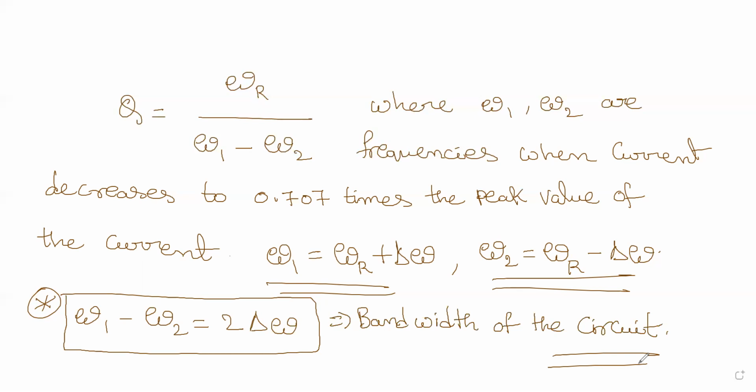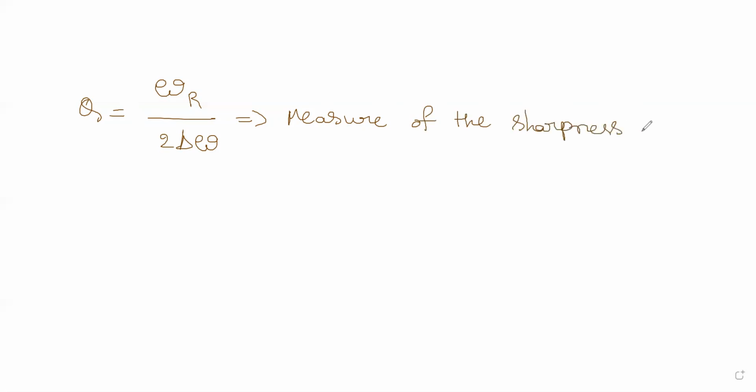So we can write Q is equal to omega R divided by 2 delta omega. This is a measure of the sharpness of the resonance.